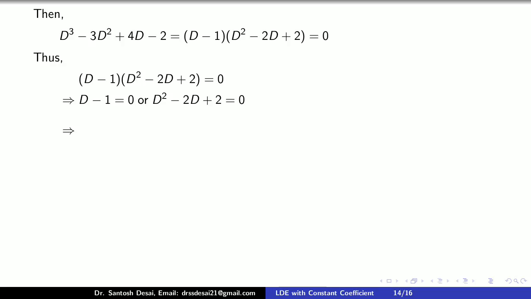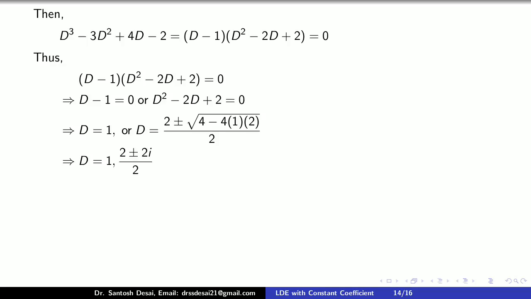So again, the second part, that is a quadratic equation. So by using the quadratic formula, we get d is equal to 1 for the first term, and for the second term we get d is equal to 2 plus minus square root of 4 minus 4, a is 1 into c, that is 2, divided by 2. Now simplifying this second part, we get d is equal to 1 and 2 plus minus 2i divided by 2. So again simplifying, d is equal to 1 and 1 plus minus i. Now here 1 is the real root and again the two imaginary roots are there.